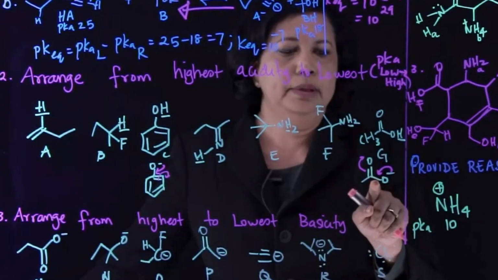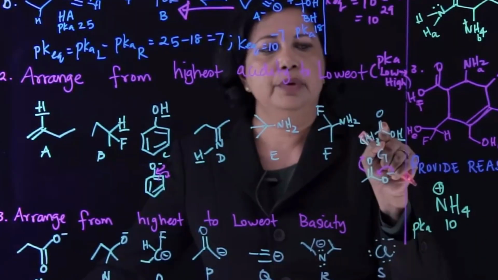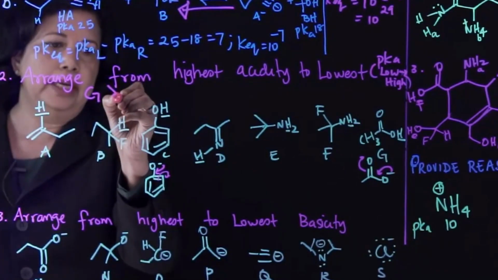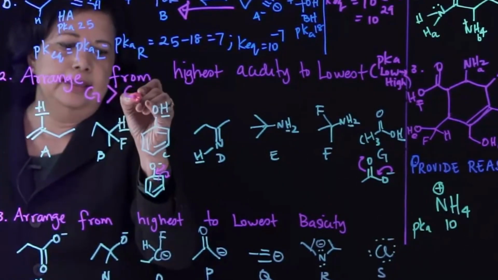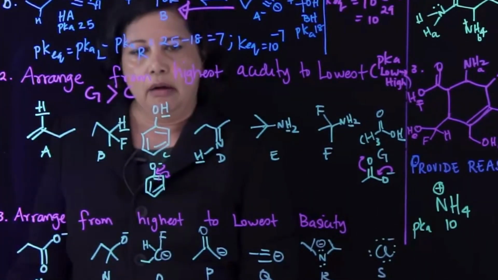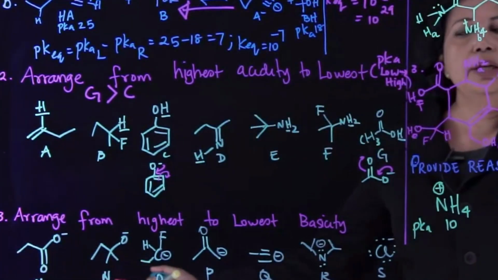The more stable the conjugate base, the higher the acidity. So therefore G would have the highest acidity. G would be greater than C. So we talked about that for the element effect, that's oxygen. Let's talk about nitrogen next.